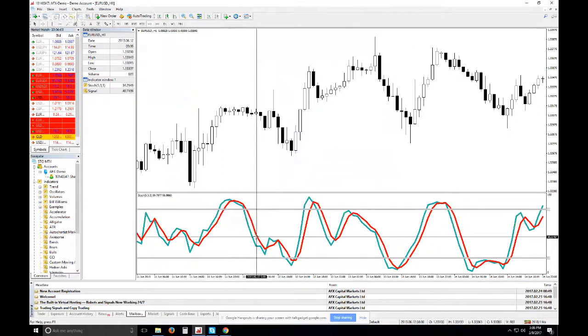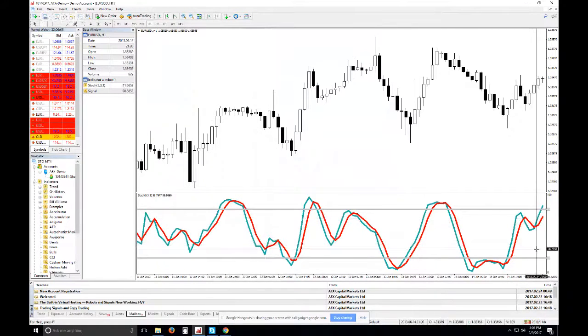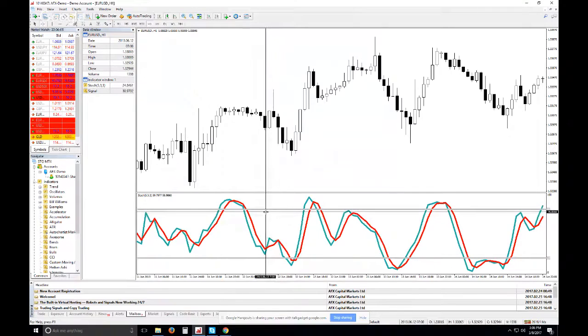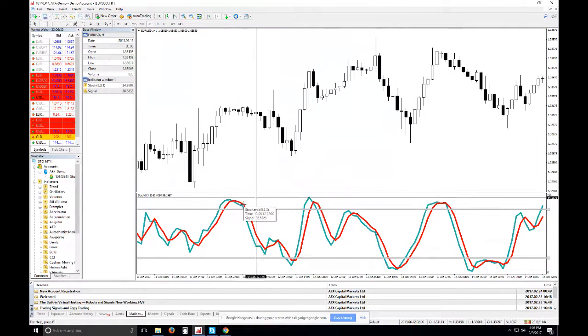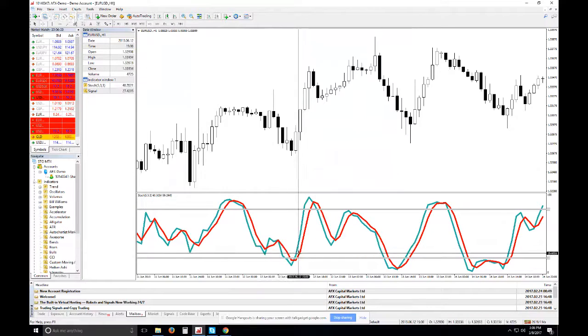As you can see, it's an oscillator. It ranges between 0 and 100. And the theory is that when the price goes above 80, the market is overbought and should revert to the mean, i.e. 50. So you would expect the market to decline when the stochastic is high, and you expect the market to rise when the stochastic is low.